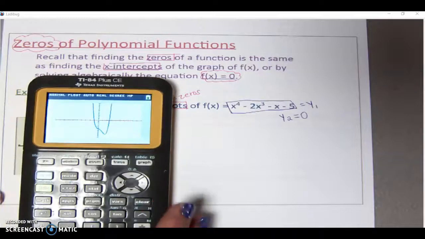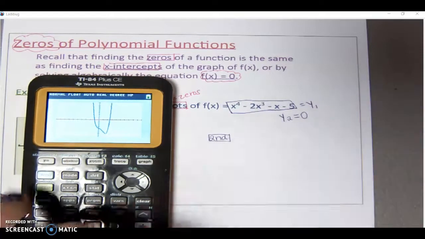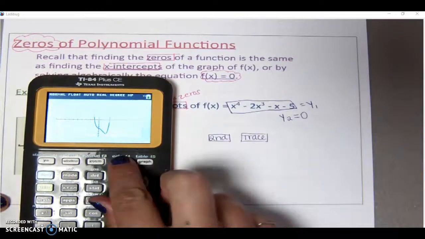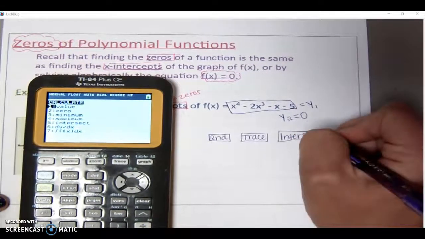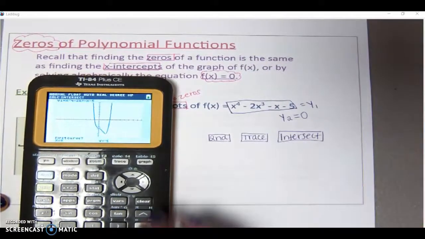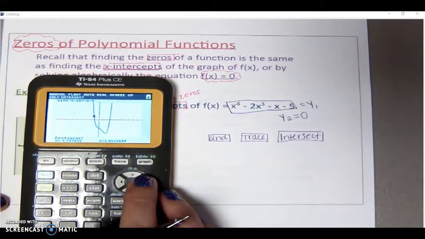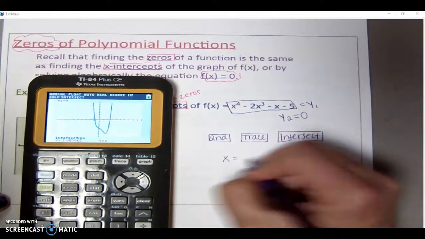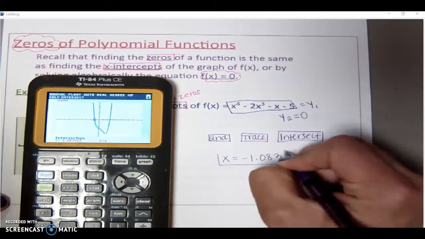Okay, so to find these, I'm going to write down the directions. You're going to hit second, then trace, and then go down to number 5, which is intersect. Move your cursor as close as you can to one of the places where it crosses the x-axis, and hit enter 3 times. One of your answers, rounded to 3 decimal places, is negative 1.083. That's one of your x-intercepts.